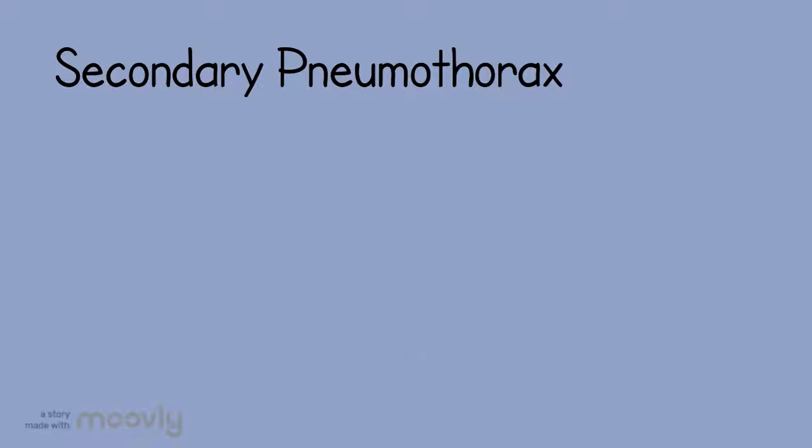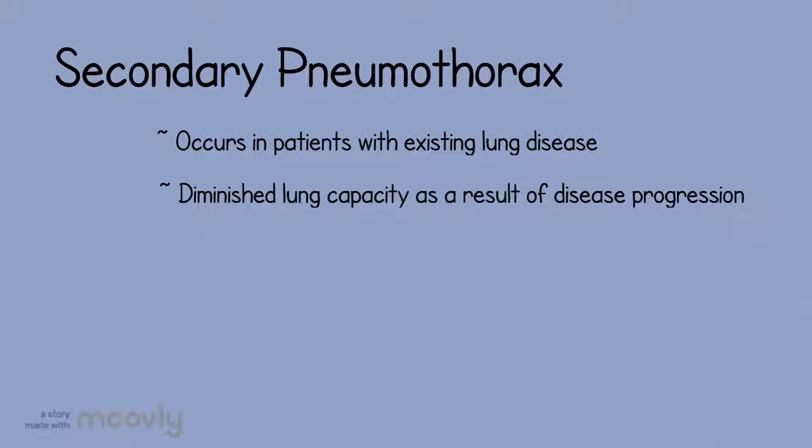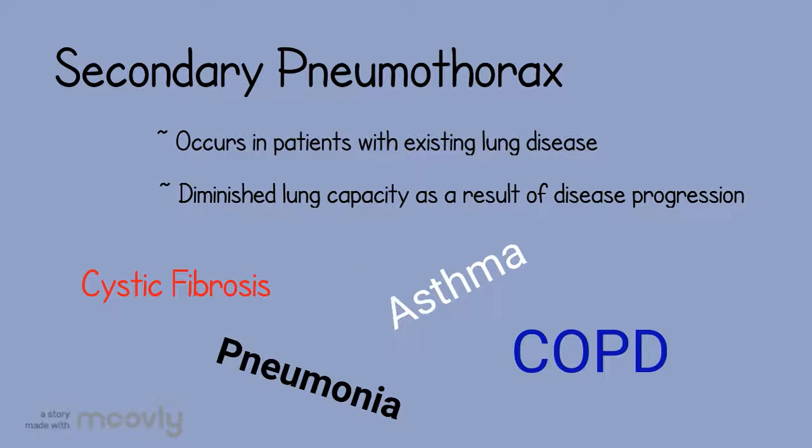Secondary pneumothorax occurs in patients who have existing lung disease. This occurs due to the diminished lung capacity as a result of disease progression.